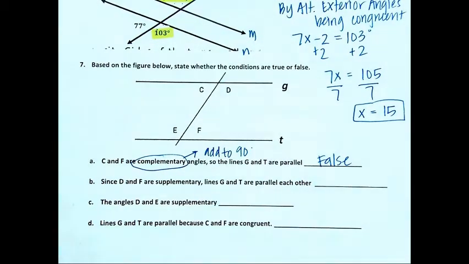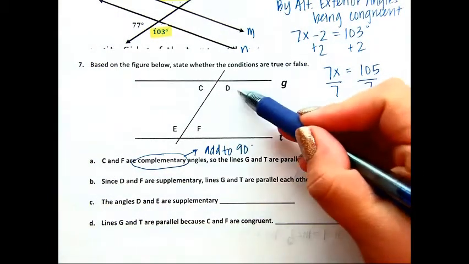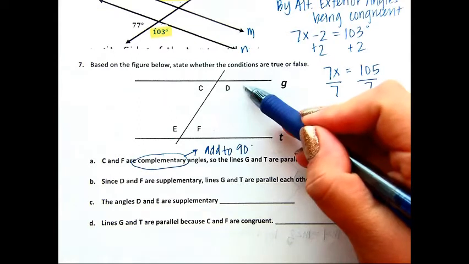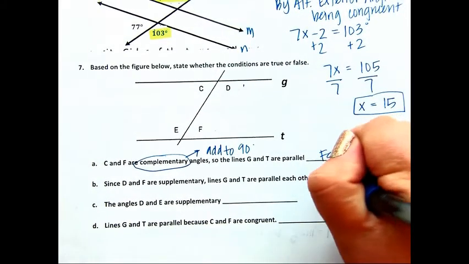Part B, since D and F are supplementary, lines G and T are parallel to each other. So D and F are supplementary, which means they add up to 180. So D and F are same side interior angles. Those do have to be supplementary in order for G and T to be parallel, so this will be true.